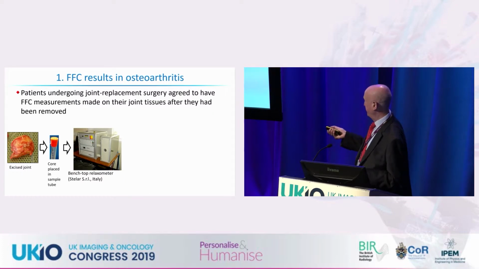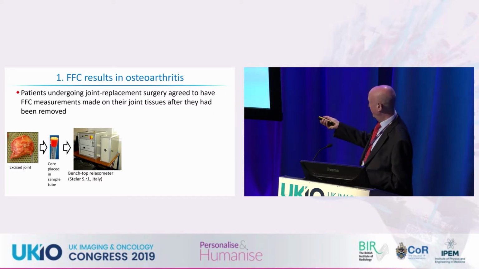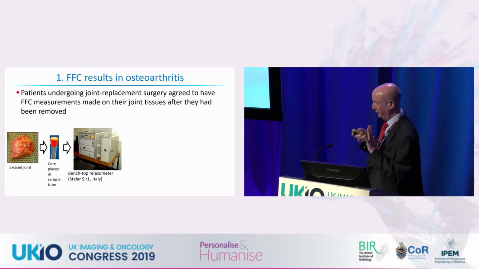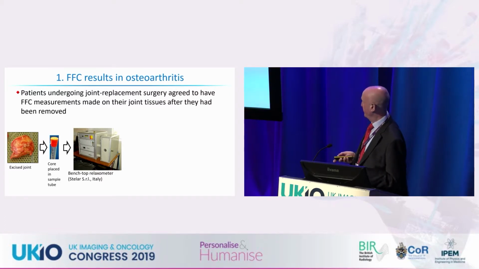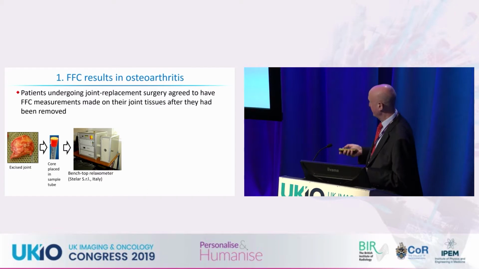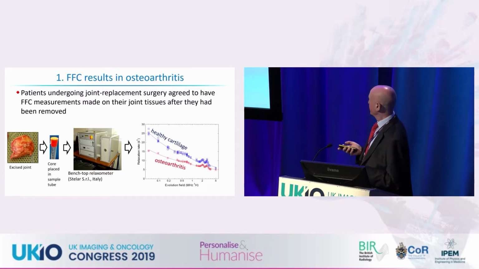So this is a device that has a magnet in the right-hand box there, and that's the rest of the electronics. This does not produce images. It just produces graphs of T1 versus magnetic field strength, T1 dispersion curves, in other words, of anything that's in a test tube inside its magnet. So it's for small tissue samples.